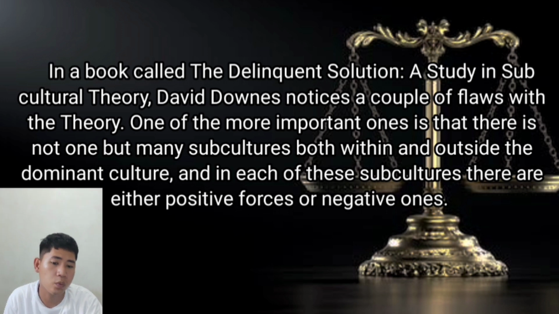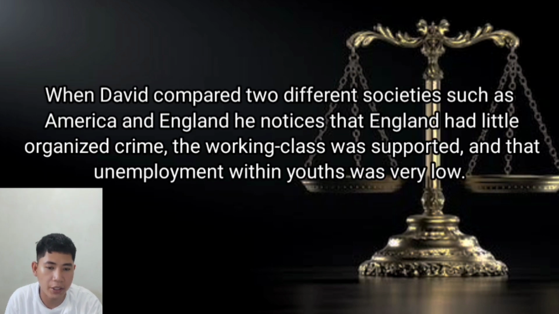One of the more important ones is that there is not one but more subcultures, both within and outside the dominant culture. And in each of these subcultures, there are either positive forces or negative ones. When David compared two different societies, such as America and England, he noticed that England had little or no organized crime. The working class was supported, and unemployment among youth was very low.